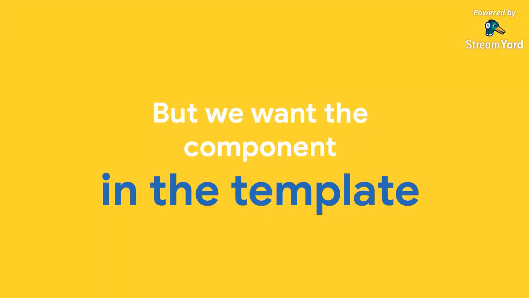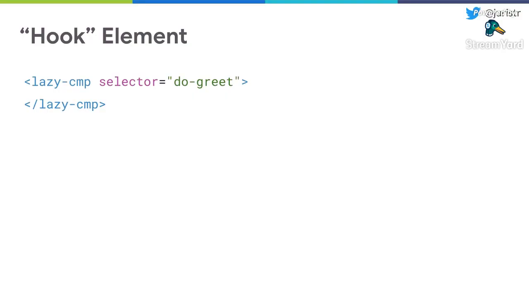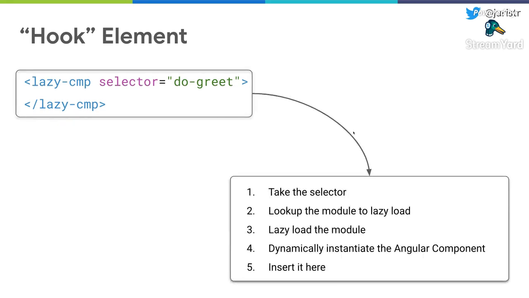All right, but this works and it's possible, but it would be much nicer if you could do it directly in the template. Right, so directly have the component inside our template and it would just get loaded once it gets visible. And so what I usually have to use there is such a hook element, right? And to that hook element I then pass a selector, because by the selector I can understand what kind of component I have to instantiate. And then that hook element will take care of taking the selector, looking up the module somewhere in a kind of registry, dynamically loading that module as we have just seen, and then instantiating the component and inserting it right here where I have that hook element, right?